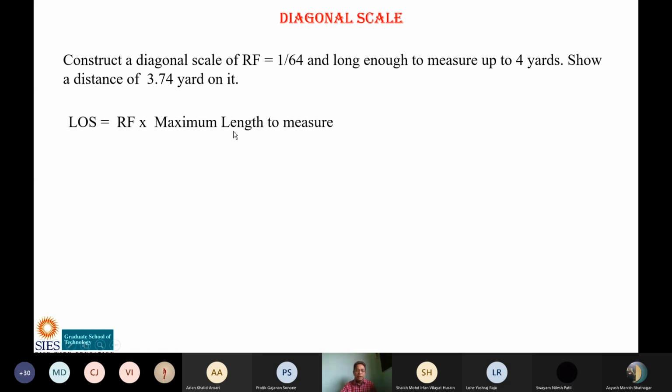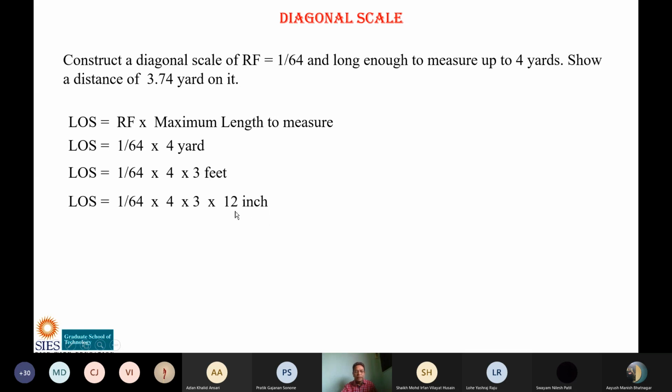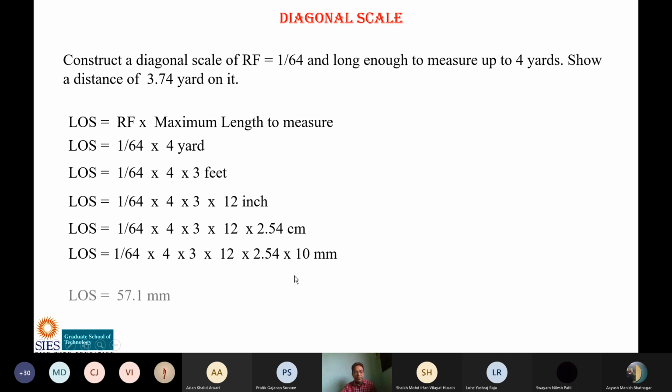Length of scale is RF into maximum length to be measured. RF is given as 1 by 64. Maximum length is 4 yard. So 1 yard is 3 feet. So 4 yard is converted into feet, then feet is converted into inches, inches is converted into centimeter, and centimeter is converted into millimeter, because we always talk in terms of millimeter. If the calculations are correct, then the length of scale is 57.1 millimeter.